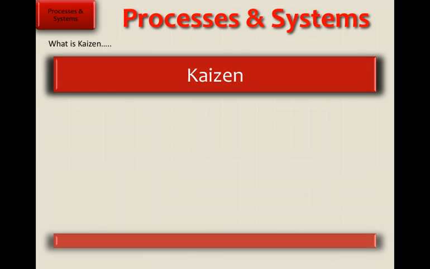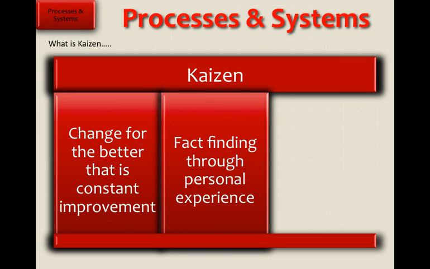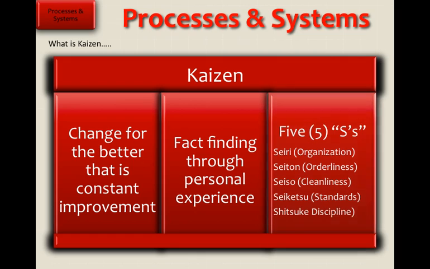Last but not least is Kaizen. And so Kaizen, in simplified terms, is a change for the better that is constant improvement. So I'm changing to make sure I'm getting better. It's fact-finding through personal experience first. So for leaders, it's the ability to go through the personal experience versus just having some concept of what is transpiring in the organization. And the 5 S's.